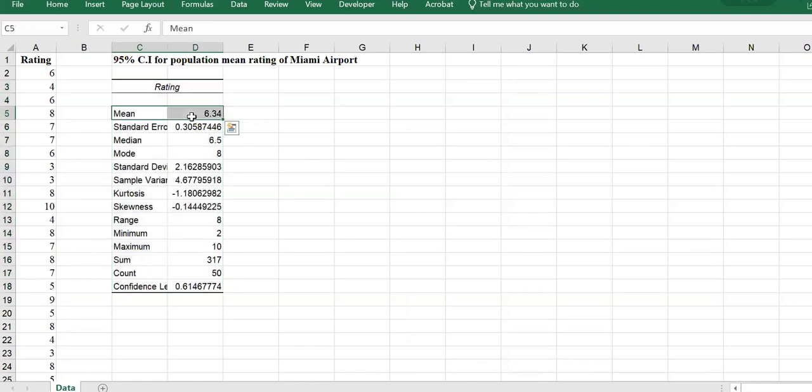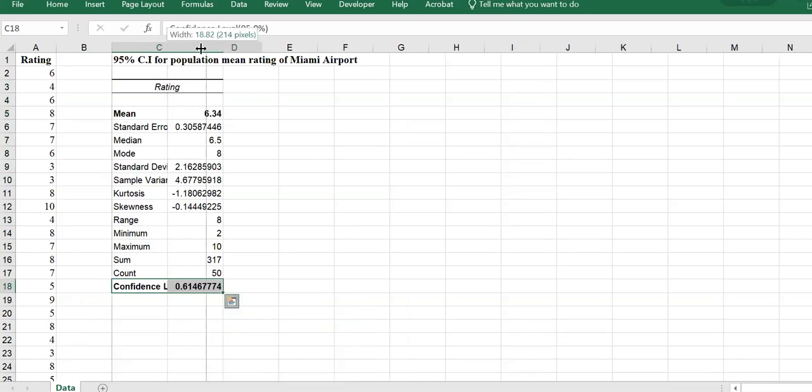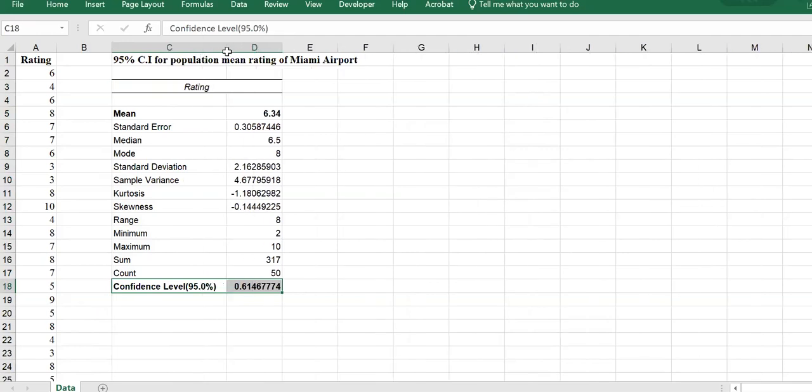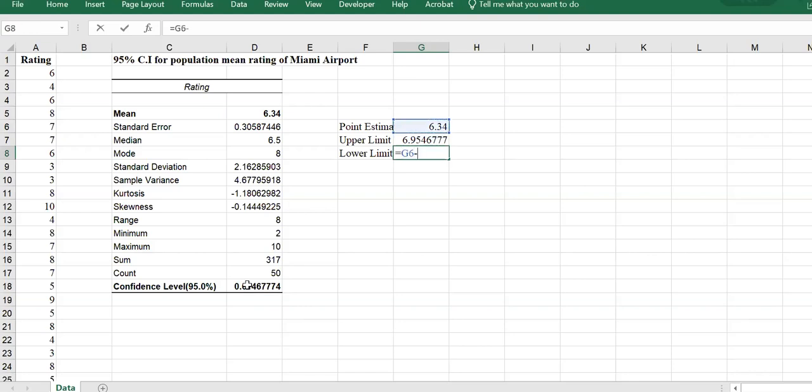So here we have the mean, which is going to be the point estimate, and we have the confidence level. Again, in the Excel terminology, this is equivalent to the margin of error. So I have the point estimate for population mean rating, and I have the upper limit and lower limit. The point estimate is going to be the sample mean of ratings, the upper limit is the point estimate plus the margin of error, and the lower limit is the point estimate minus the margin of error.